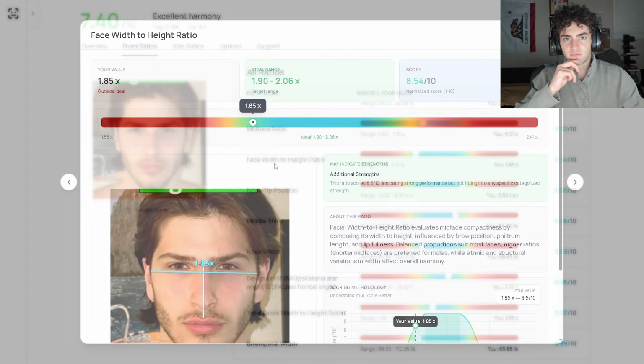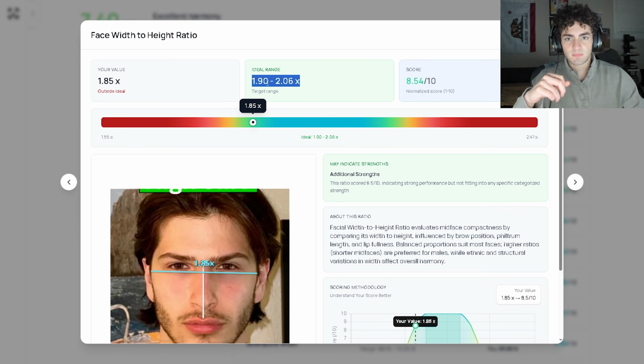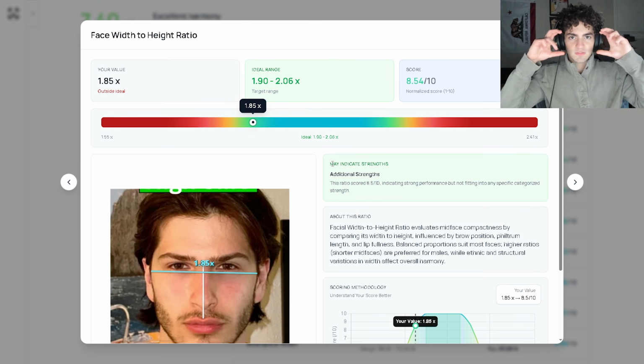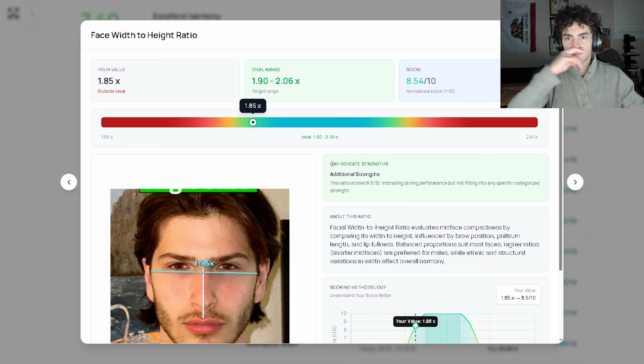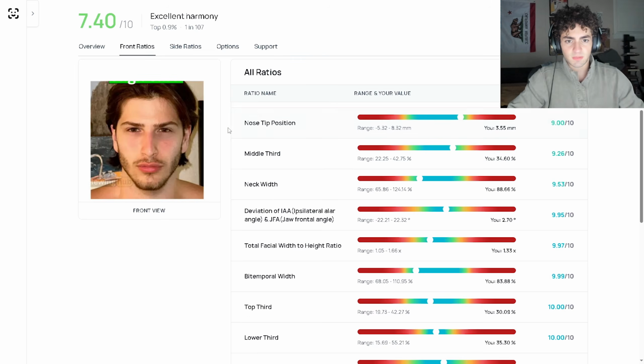Next is going to be his facial width to height ratio, which is where you measure the width of someone's cheekbones and you divide it by the height of their midface. Typically it wants to be from 1.9 to 2 approximately, but his is 1.8, which makes for a bit of a narrower middle section of your face. You want it to be a bit more compact and dominant, which is what a 1.9 to 2.06 measurement would entail.